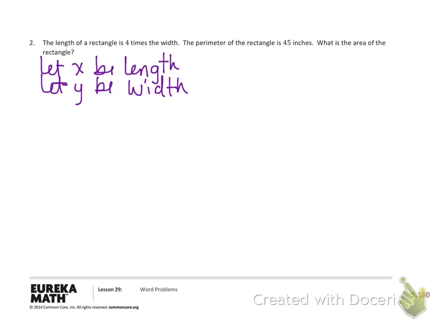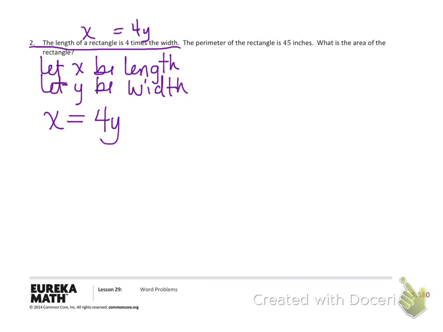So I can begin to write some equations with the information given. So let's look at this one right here. The length is 4 times the width. So here I go. The length, which is x, equals 4 times the width, which is y. x equals 4y. So it's right here. x equals 4y.